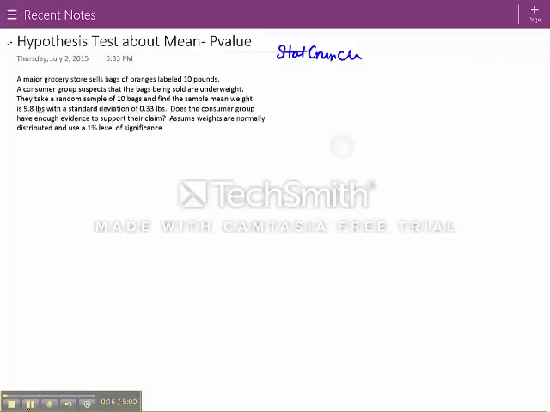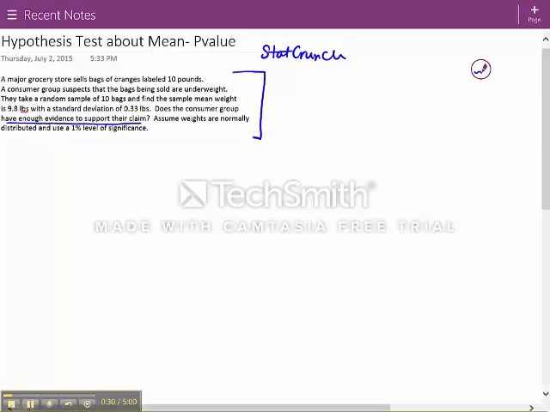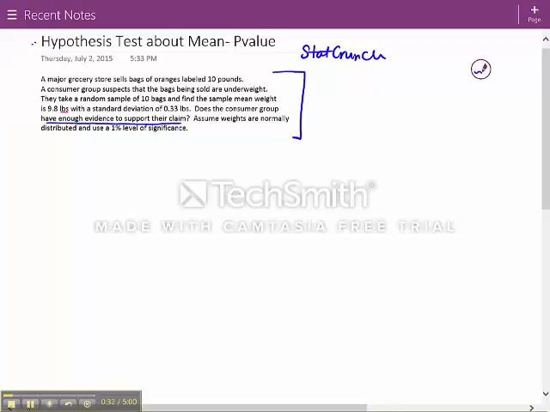If you haven't watched the other videos on testing claims about the mean, then take a look at this example here. Pause the video if you need to. In this example, we're asked to determine if there's enough evidence to support a claim from a consumer group who thinks that oranges that are being sold are underweight. Well, the weight labeled on the bags of oranges is 10 pounds, so since this is a quantitative measurement, the best way to assess this is to look at the value of the mean.